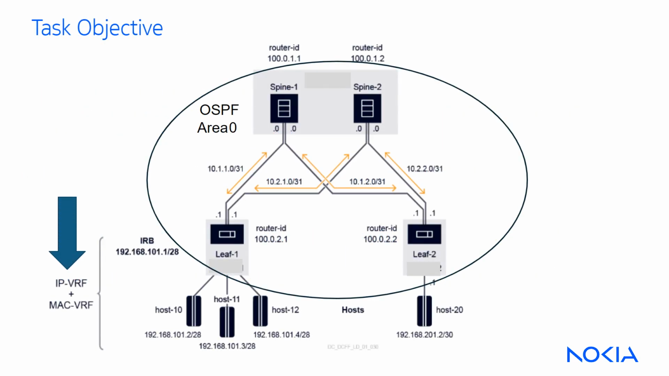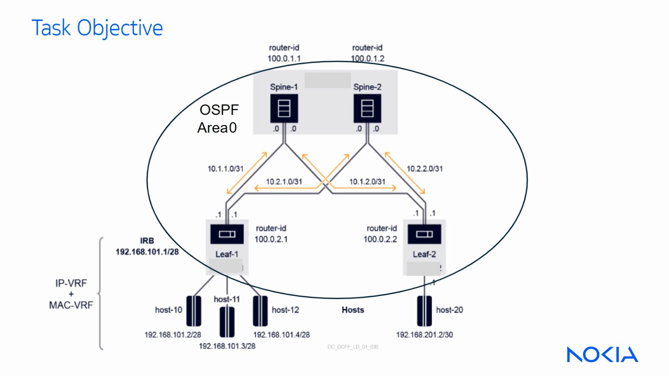Leaf1 is pre-configured with a MAC VRF that interconnects hosts 10, 11, and 12. An IRB interface connects the MAC VRF to the network instance default. Spine 1, Spine 2, and Leaf 2 routers are all pre-configured for OSPF Area 0. All interfaces interconnecting the Spine and Leaf routers are configured as point-to-point. Leaf 2 is advertising host 20's IP network 192.168.201.0/30 to both Spine routers.